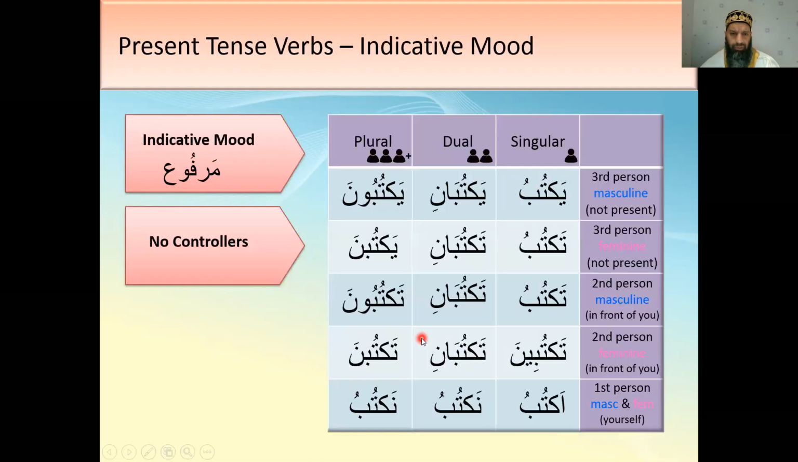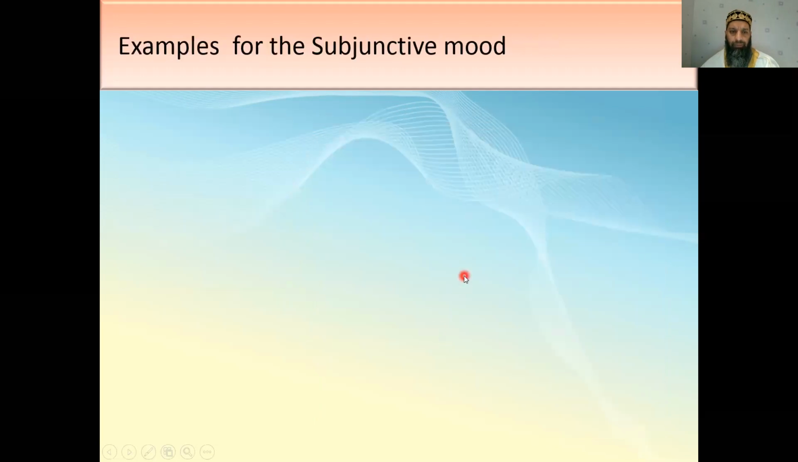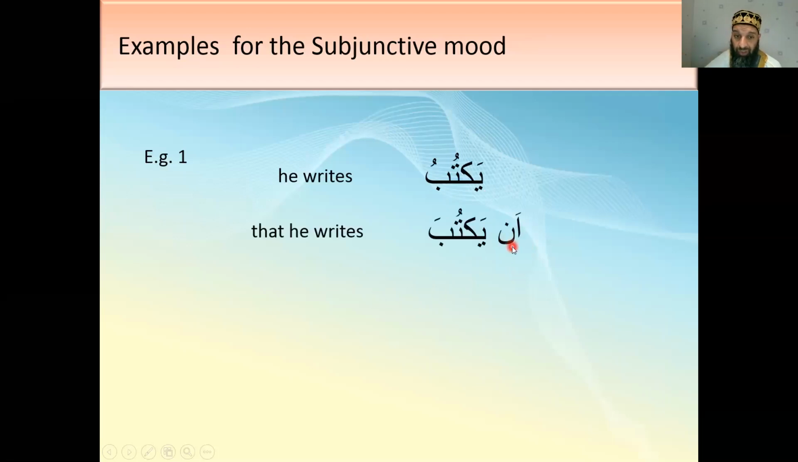Right, so, example: yaktubu means he writes. When you stick an an in front of it, it means that he writes. So the mood has changed a bit now because it's not just he writes, it's that he writes. But the actual word yaktuba means the same as yaktubu, he writes. It's just that you're sticking an an there. An is a mansubifier, so it mansubifies the verb.